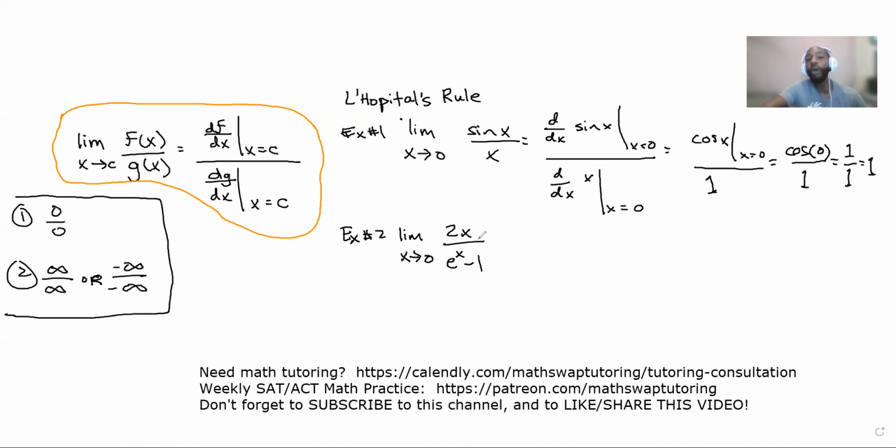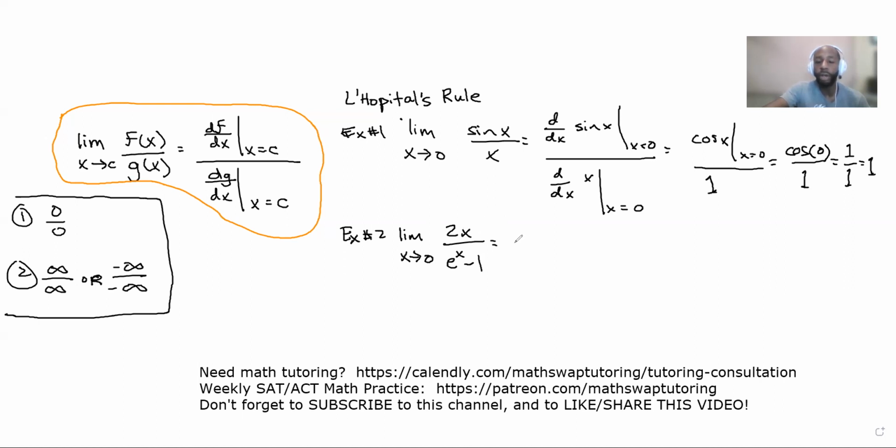Now, again, why are we doing this? Because if you were to direct substitute that 0 in, you would have a 0 over 0 situation, because 2 times 0 is 0. Then e to the 0 is 1, and 1 minus 1 is 0. So you have that indeterminate situation. So we're going to use L'Hopital's rule. All right. So that means we're going to take the derivative of the top and the derivative of the bottom.